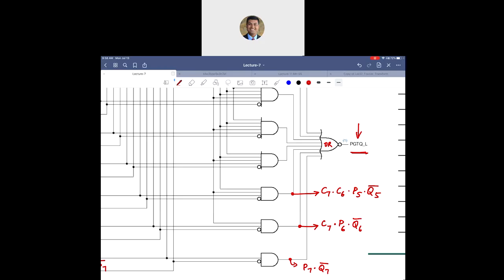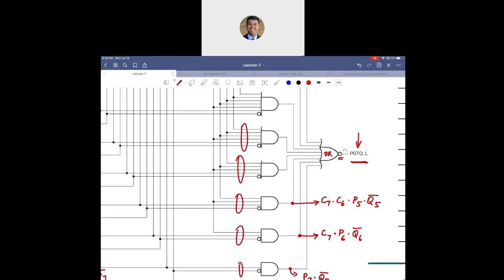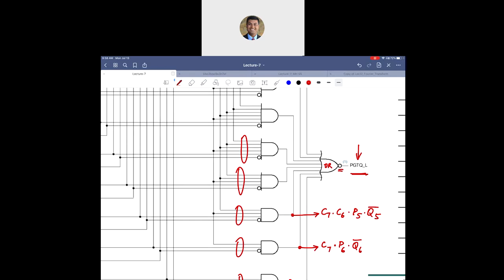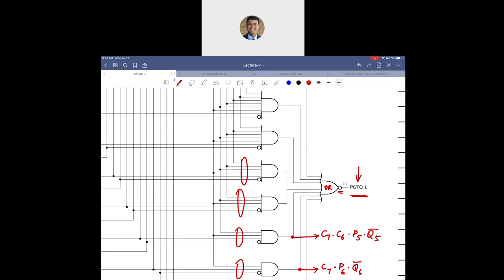So you can clearly see the number of inputs here: 2, 3, 4, 5, 6, 7, 8. I think the last one should be 2, 3, 4, 5, 6, 7, 8, 9. So it keeps increasing in the number of inputs all the way up.